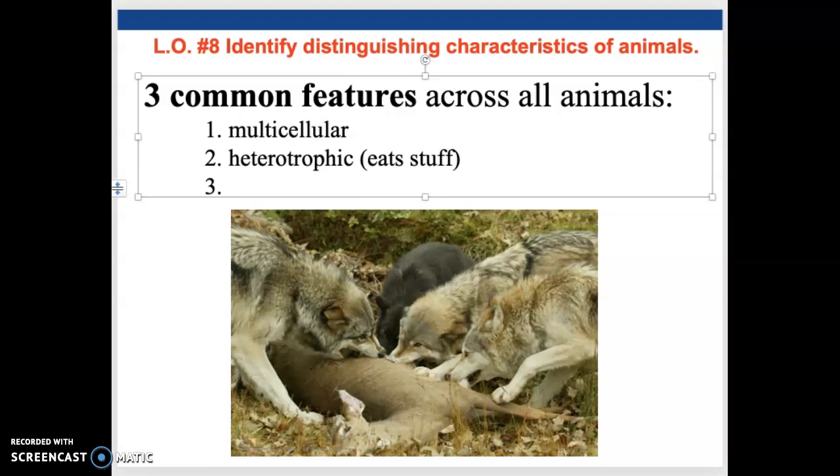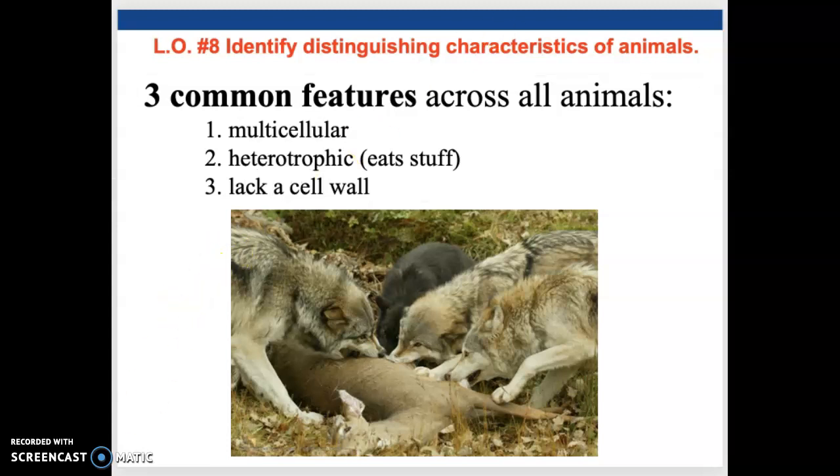And then the third common feature across all animals is that they lack a cell wall. Animals will not have a cell wall when we look at their cell structures. So these are the three common features found across all the animals that are currently classified under Kingdom Animalia. Now let's be really realistic. There's a lot of variation once we get beyond this. There's lots of other features that make animals different from other groups of organisms we've talked about, and things that make animals different from each other.